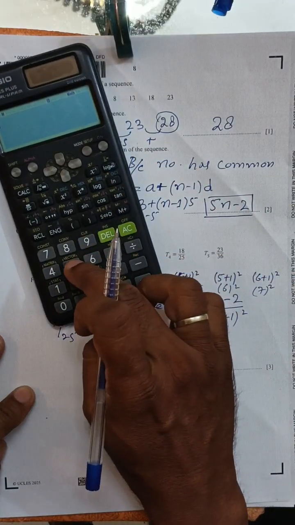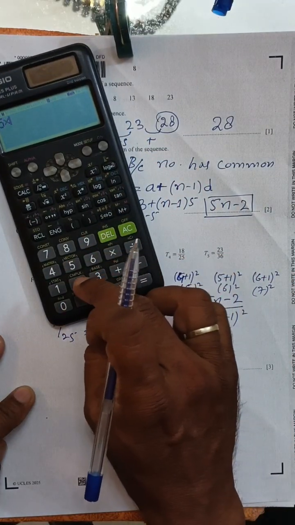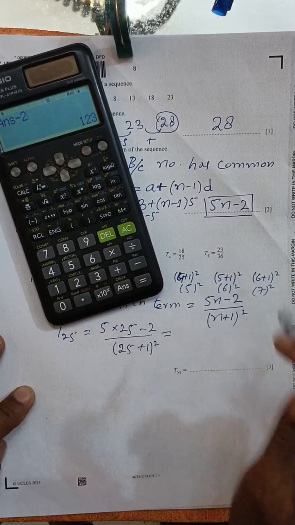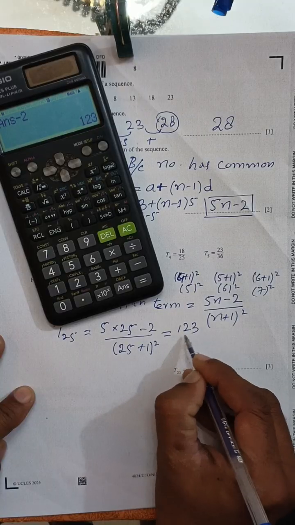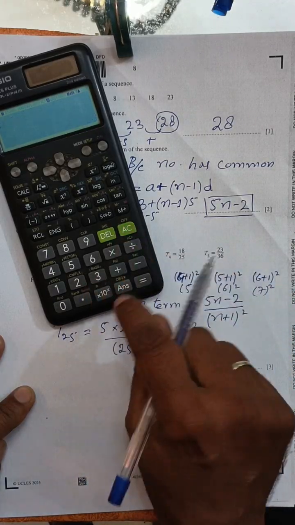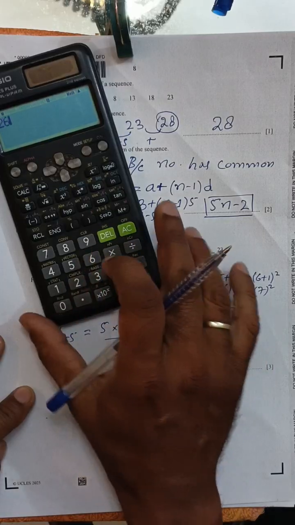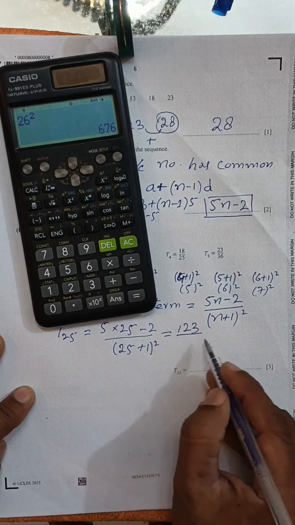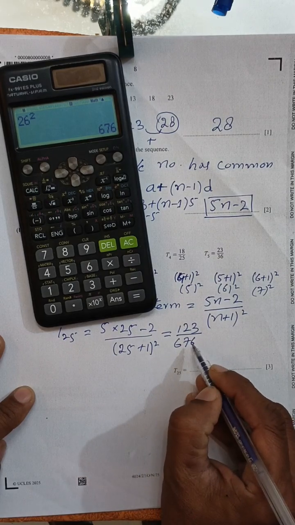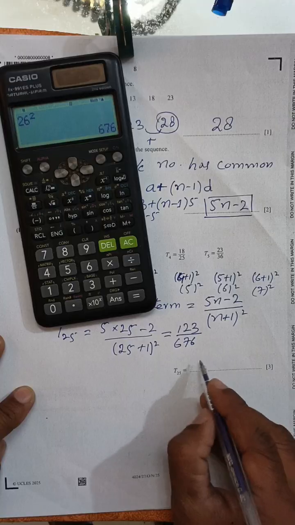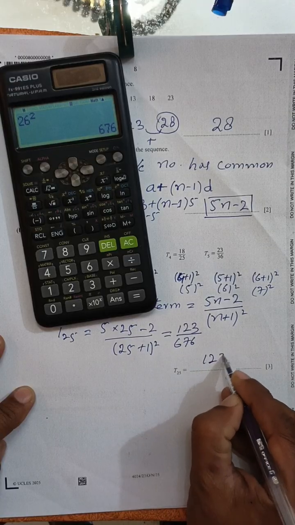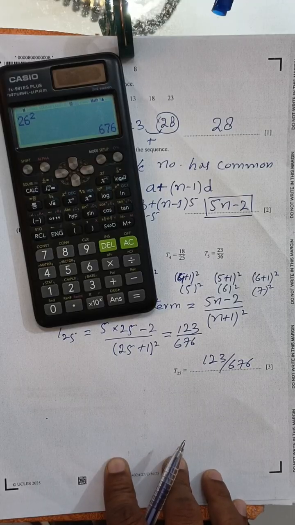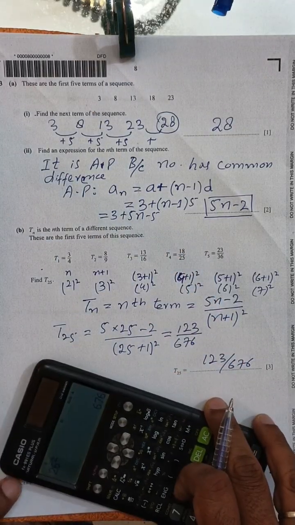What? 5 multiplied by 25 minus 2, so it is 123, divided by 25 plus 1, 26 square, so 676. So 676, so in the simplified form it is 123 over 676. Okay, right? What we did?